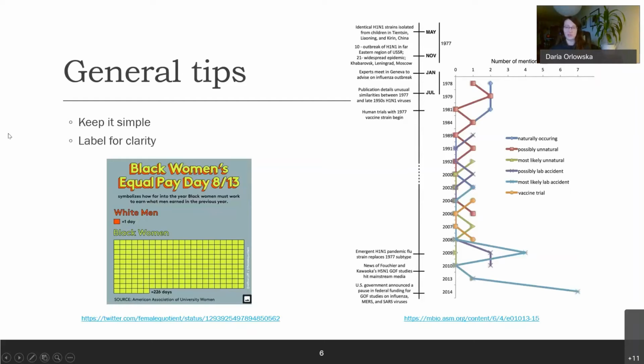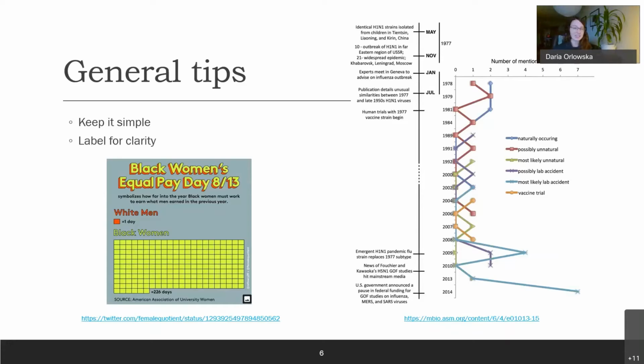So the first thing we wanted to talk to you about is some tips about data when you get started and you're starting to visualize things that you should take into consideration. So the first two are pretty straightforward, keeping it simple and labeling for clarity. And right here we have two examples. The first one on the left-hand side looks pretty simple, but if you start reading it, you have Black Women's Equal Pay Day, 8 out of 13, symbolizes how far into the year Black women must work to earn what men earn in the previous year.